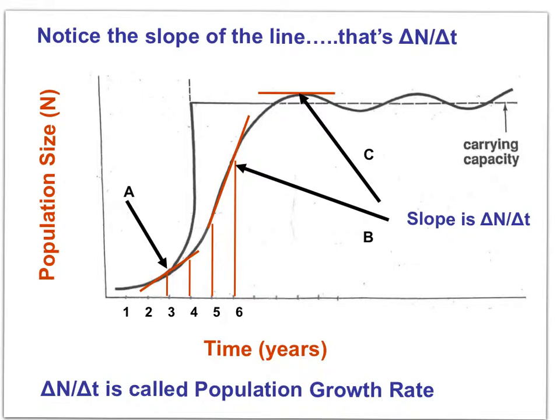But take a look at time period C. The population growth rate is 0. But the population size is not 0. So something else must be going on to stop the population from growing at time period C.